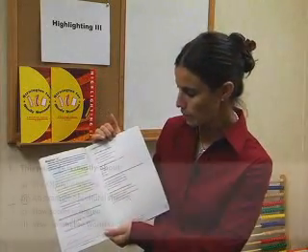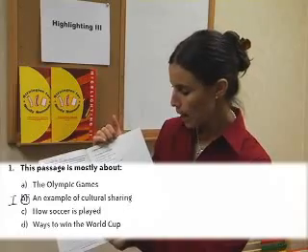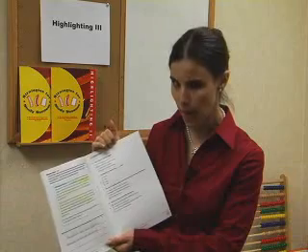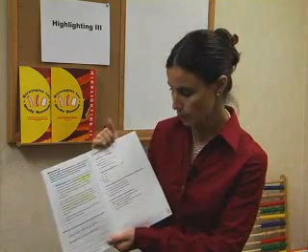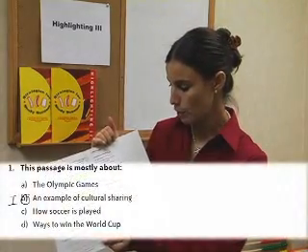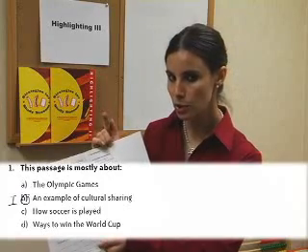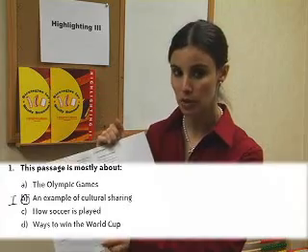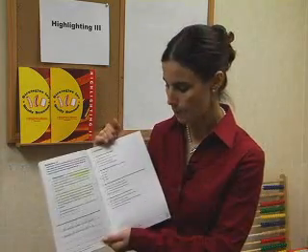Question 1 asks, "This passage is mostly about..." Again, the student had to really think about what this passage is about in order to come up with the answer. The choice is B, an example of cultural sharing. Because the student had to think in order to come up with this answer, this is an implicit question which we would mark with an I.